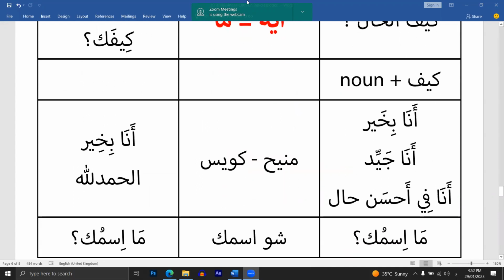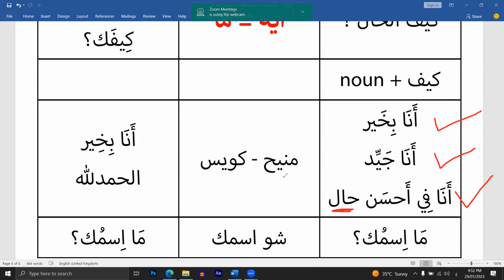Then if you want to answer someone who is asking you كيفك or كيف حالك, how are you? You can say أنا بخير, I am fine. أنا جيد, I am good. جيد means good. أنا في أحسن حال, I am in the best condition. حال, as we explained from حالك, means condition.